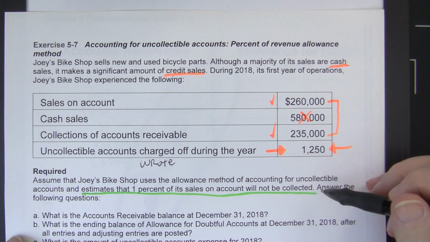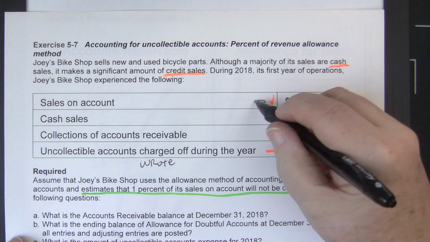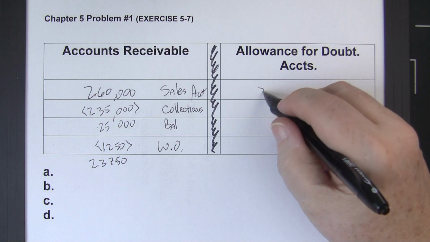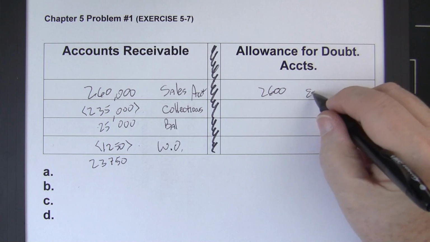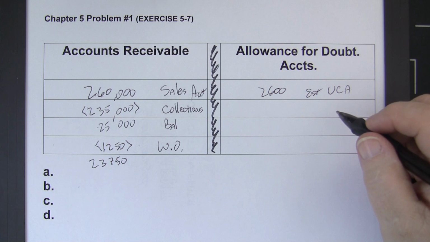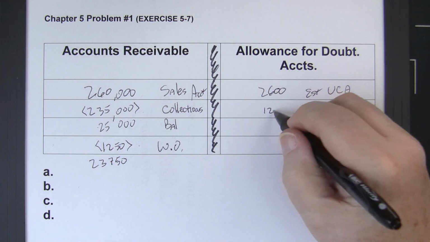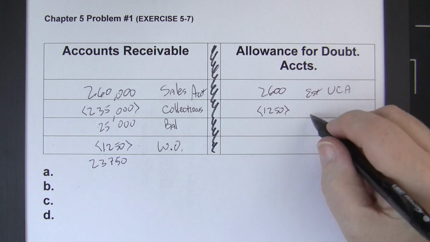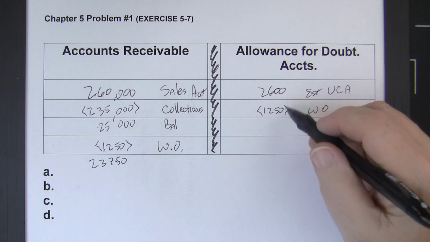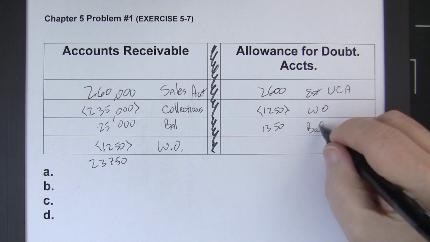Then it says they estimate that 1% of their sales will not be collected. So that's 1% of sales on account, not 1% of total sales. So that's 2,600. That's our estimate for uncollectible accounts. During the year, we used some of that. We used up that $1,250. That was our write-off. So our balance at the end is 2,600 minus 1,250, 1,350. That's our balance.